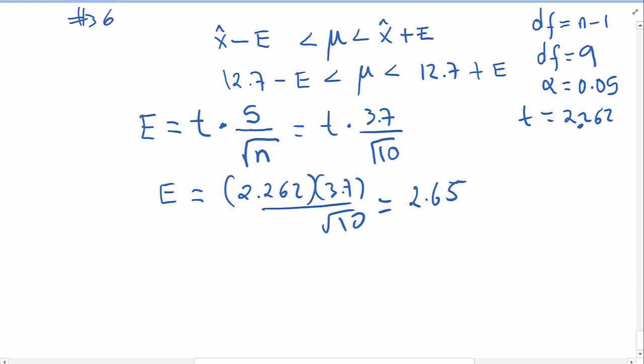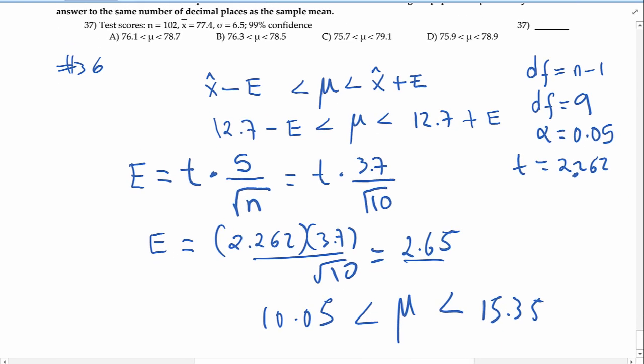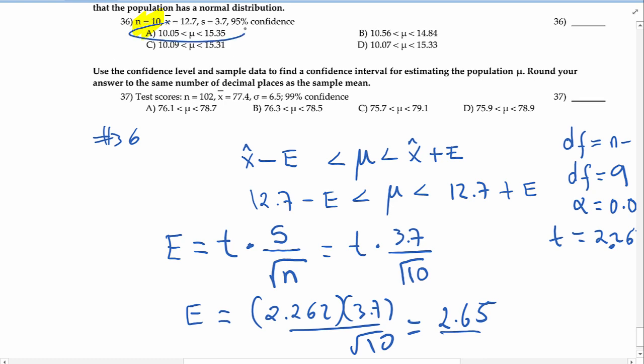So it's going to be 12.7 minus 2.65, and I get 10.05, less than the mean, less than 12.7 plus 2.65, which is 15.35. All right, see, we have an answer similar to that. 10.05, 15.35. Yep, we have this answer right here.